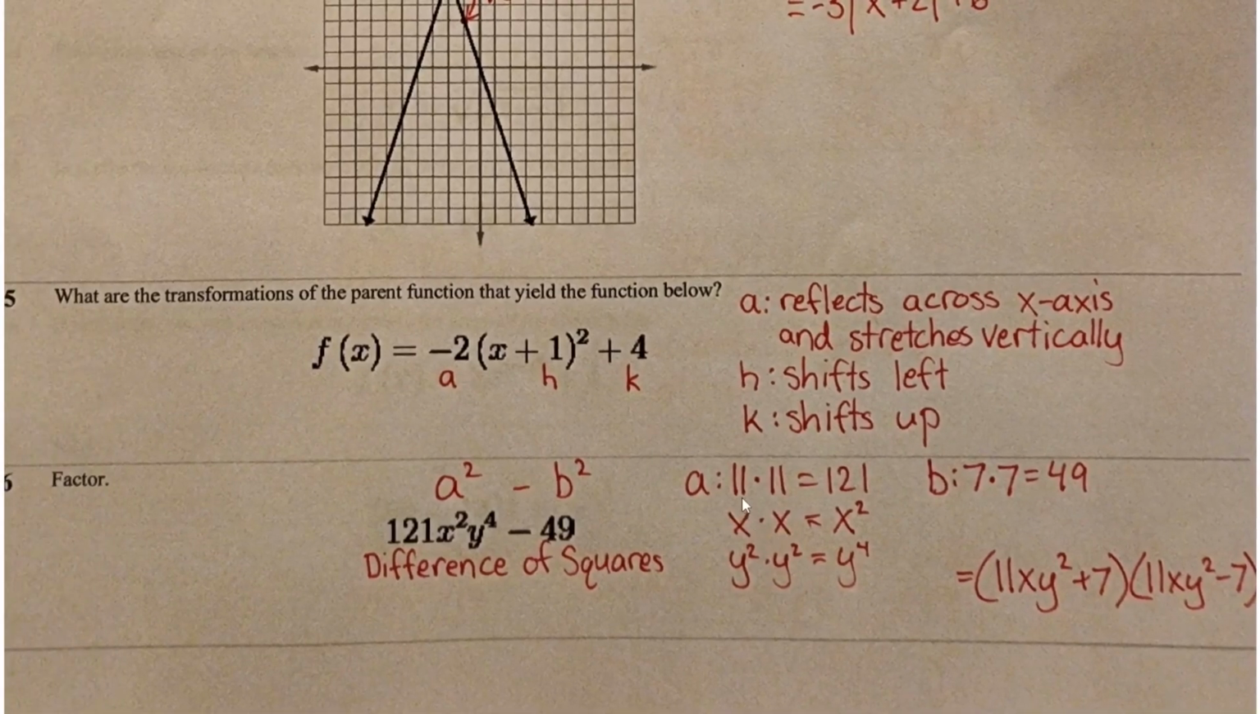And so it's 11x y squared. That's the first term. And then 7, that's the second term. One of them is going to be plus, one of them is going to be minus. Doesn't matter which one's which. So if you said minus first and then plus, I would totally accept that. No difference at all. So there you go. There's how to factor that one.